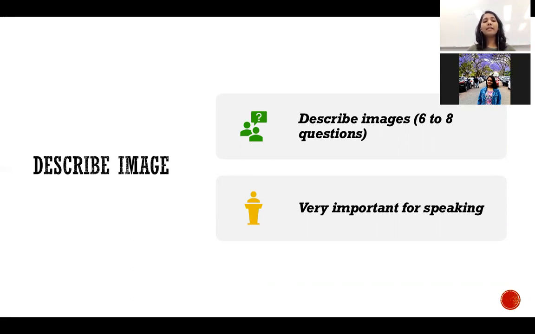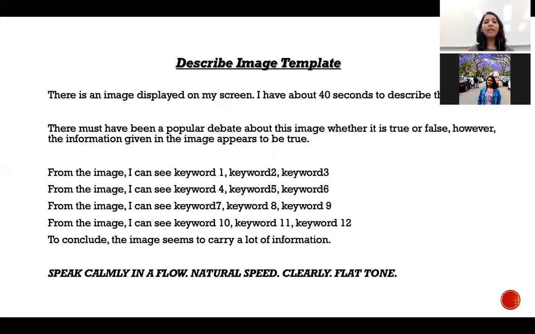So what happens in this question type, describe image? You have about 5 to 6 of these questions. It is a very simple question type, but very important to help you obtain points in your speaking. So here is where you can maximize your fluency and your pronunciation points. How you speak matters a lot here, more than what you speak.